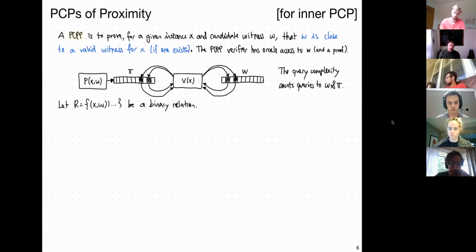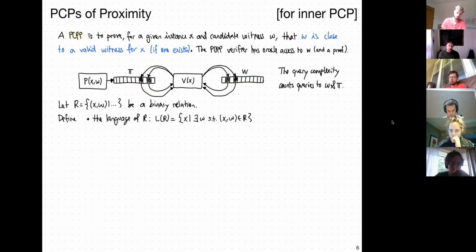Okay, so think about R being some binary relation, and to instantiate it so it won't be too abstract, think about X as a formula and W being an assignment to the formula, a witness. So we can define the language of this relation as being all instances for which there exists a witness, right? In an equivalent way, this would be the set of all formulas such that there exists an assignment that is a satisfying assignment.